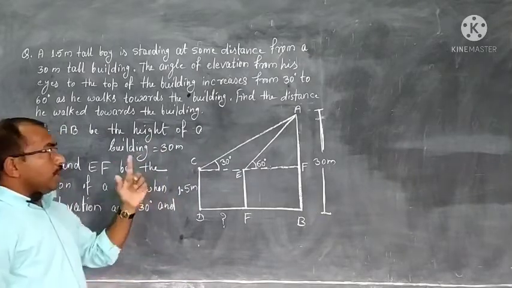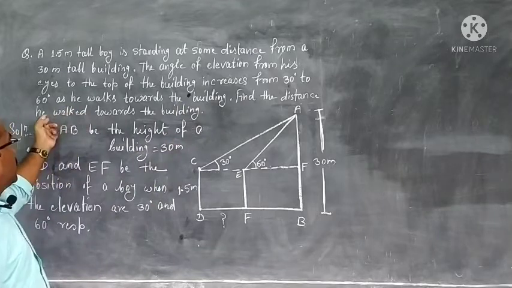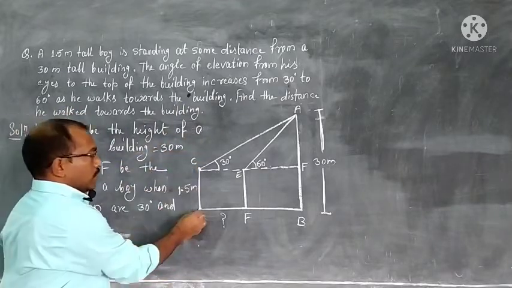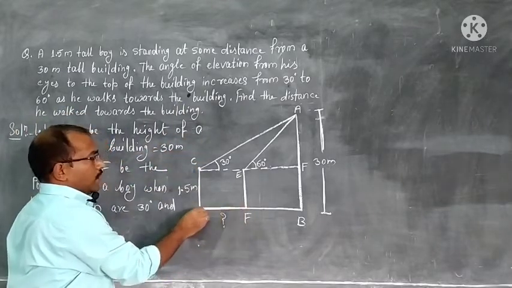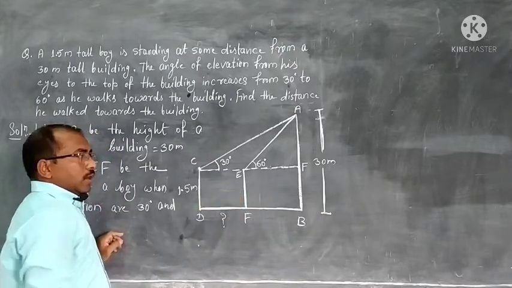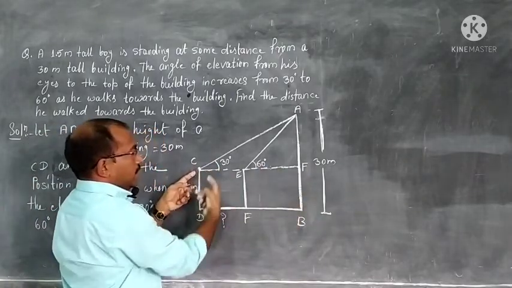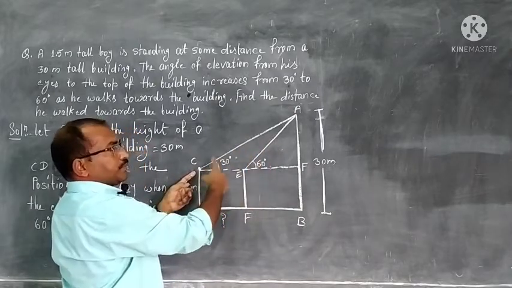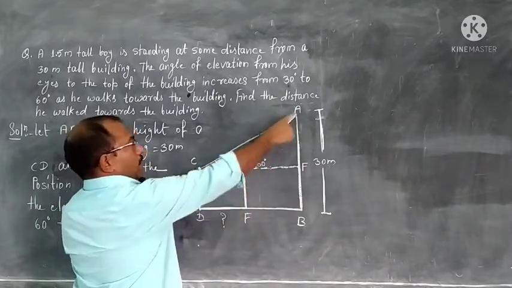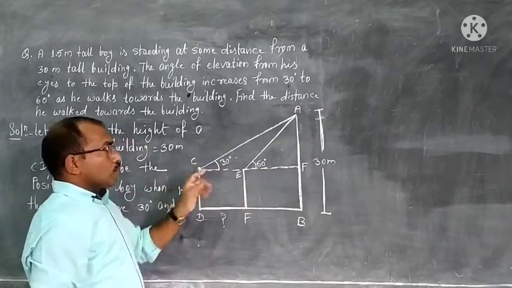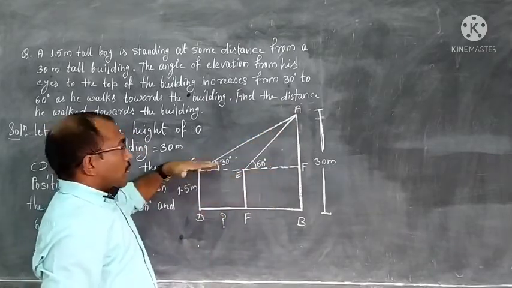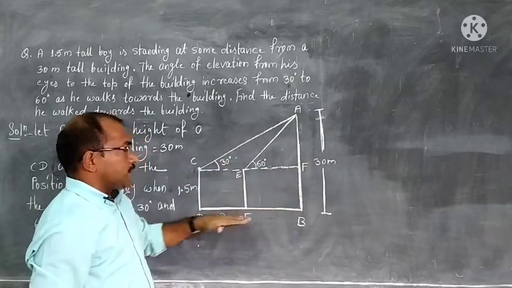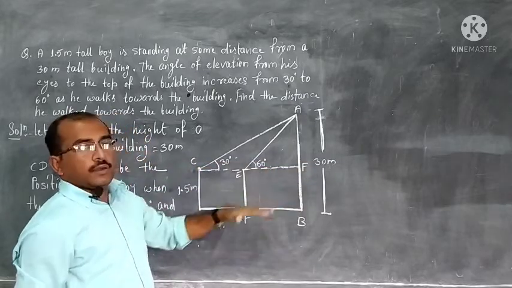Okay. Now, we have to find the distance he walked towards the building. So, the distance he walked towards the building, we have to find DF. But when we look at this diagram, here there is no triangle. Triangles are formed here, AFE and AFC. So, we will work there, but we will see the concept of this rectangle. This will be a rectangle.